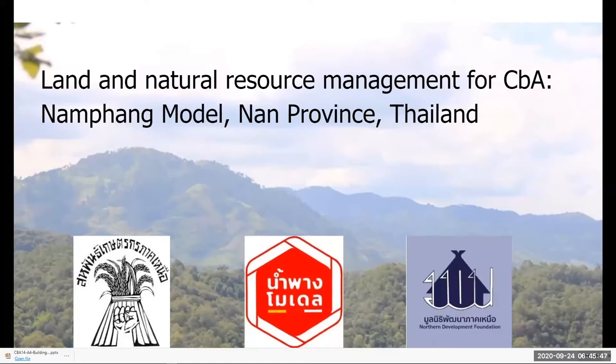Okay. So, well, I am the presenter, Khun Ek, and I want to share with you the experience that we have on land and natural resource management for community-based adaptation. This is the Nampang model.